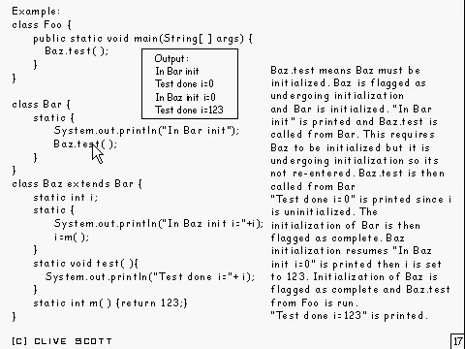Now it will do the initialization of Baz, which will trigger that. So the first thing that will come out is "in Baz init I equals", and its value, which is still 0. And then it sets I to equal m, which will set it to 123 at that point. And then it will return from that initialization, and finally call what it originally set out to do, which is Baz.test. It will print out "test done I equals", and then 123.